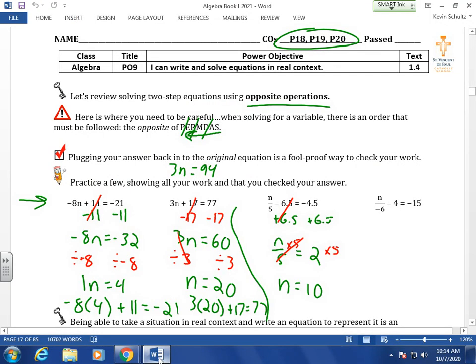Okay, who'd like to raise your hand and tell us our first step here? N divided by negative 6 minus 4 is negative 15. Blake? Add 4. Start with that addition or subtraction. This was on your pretest. What is that number without a variable? Here it's negative 4. Here it's negative 6.5. Here it's 17. The first one it's 11. What is that called?